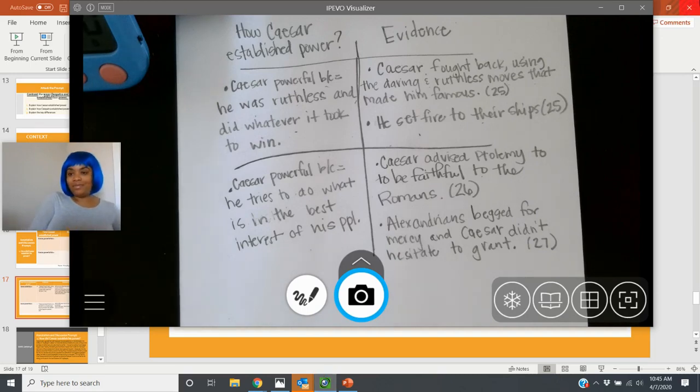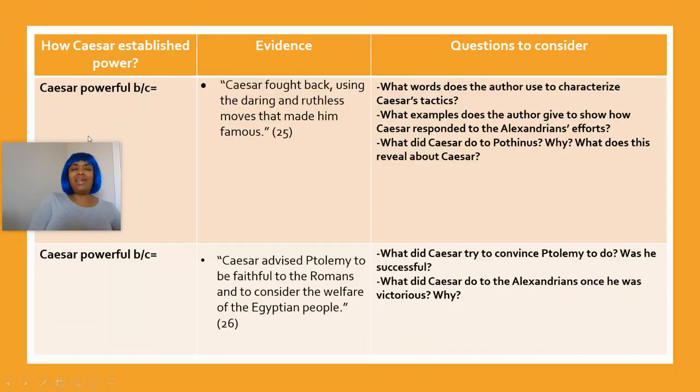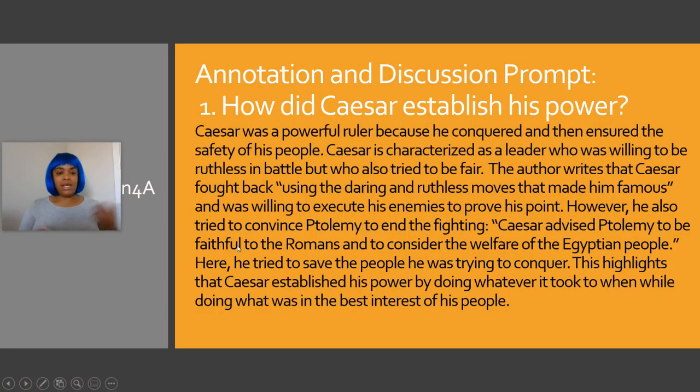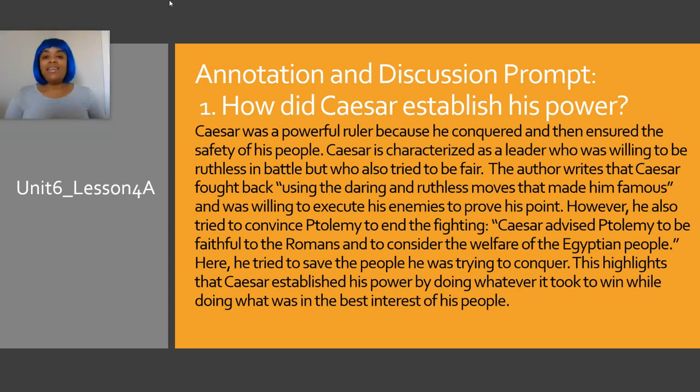All right. So, scholars, we have finished our T chart, and some of you may be saying, okay, but Miss Trotter, how do I use this T chart to answer the question? Simple. Let's look at our annotation prompt for today. So here's how I answered the discussion prompt. How did Caesar establish his power?